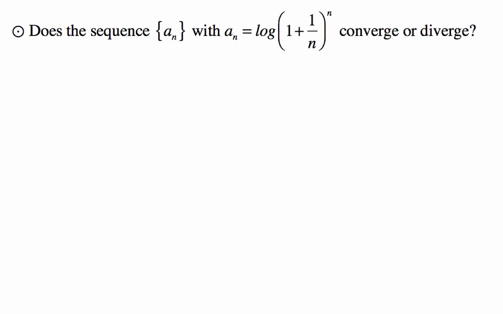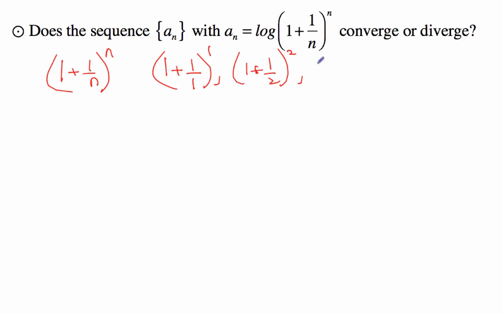Next, let's look at the sequence a_n, where a_n is log of (1 plus 1 over n) to the power n. Does this converge or does it diverge? The logarithm is a monotonically increasing function of its argument. So let's look at the argument, which is (1 plus 1 over n) to the power n. Looking at the first few terms, we have 1 plus 1 over 1 to the 1. The next term is 1 plus 1 over 2 to the 2. Then 1 plus 1 over 3 to the 3. This is not telling us very much. Is it increasing, decreasing? What is it doing?